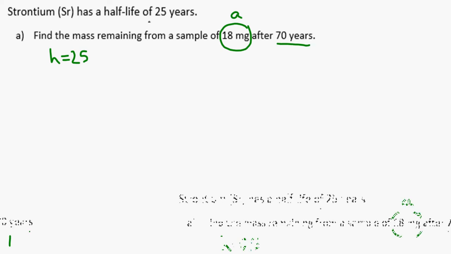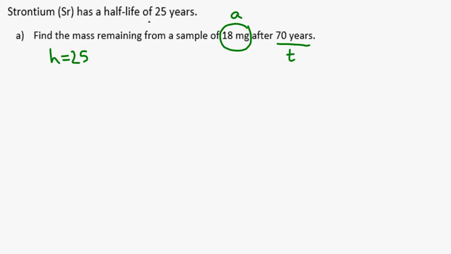After 70 years, this must be my T. So here I'm going to have A is 18, and T is 70. All right, so the formula is M of T is equal to A times 1/2 to the T over H.